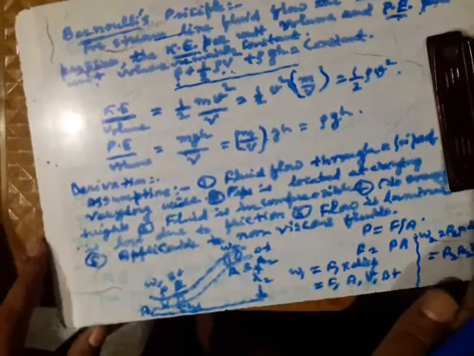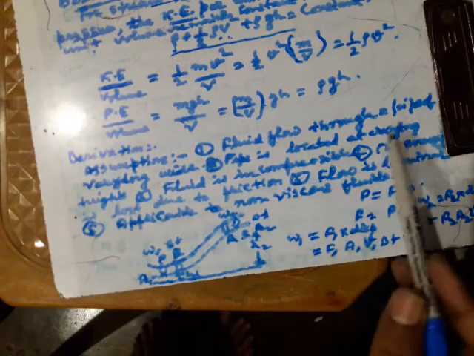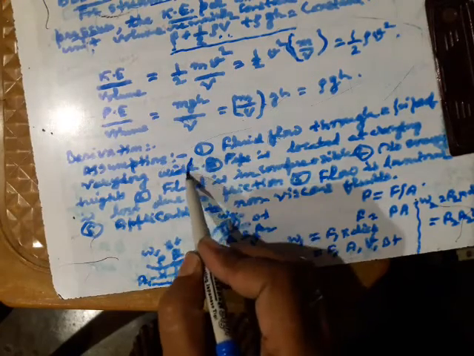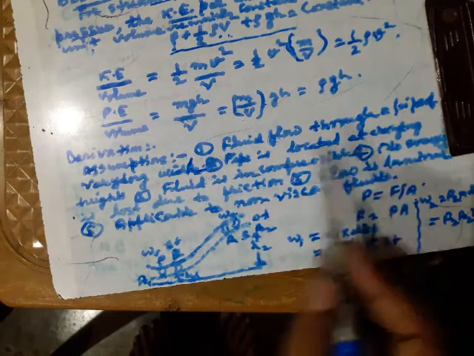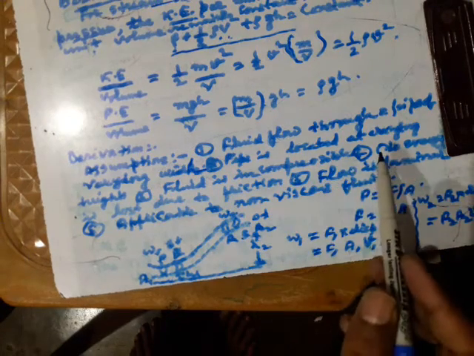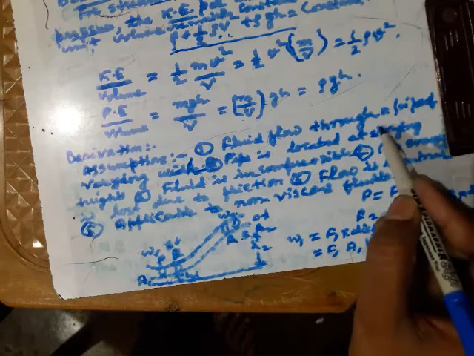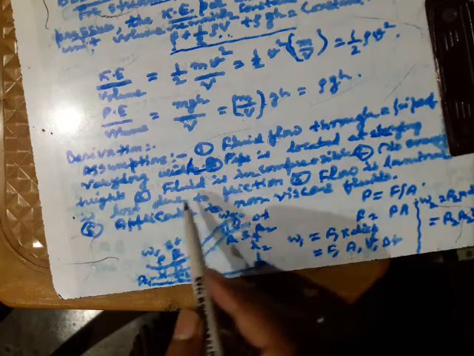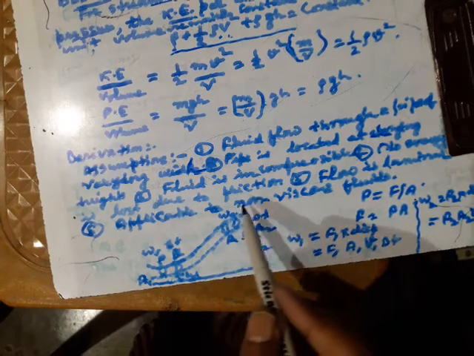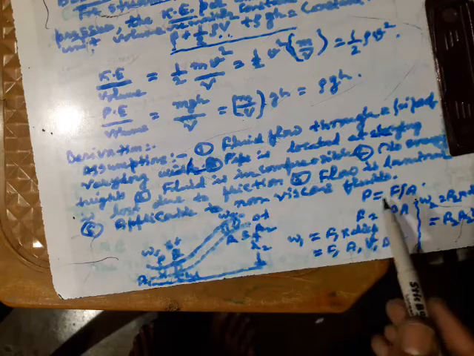Okay. Now the derivation. Assumptions: fluid flows through a pipe of varying width. The pipe is located at changing heights. The fluid is incompressible. No energy is lost due to friction. The flow is laminar, applicable to non-viscous fluids.